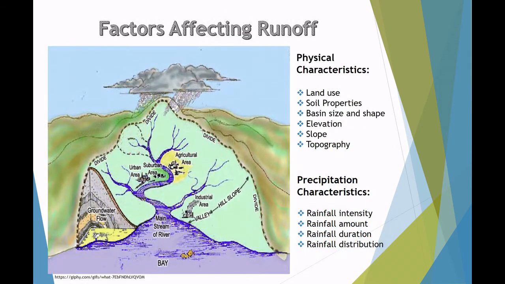There are various factors that influence the amount of runoff leaving a watershed. These factors can be caused by physical characteristics of the watershed and temporal and spatial characteristics of rainfall. The physical characteristics include land use, soil types, size and shape of a drainage basin, elevation, slope, and topography. Rainfall characteristics include rainfall intensity, rainfall amount, rainfall duration, and rainfall distribution.